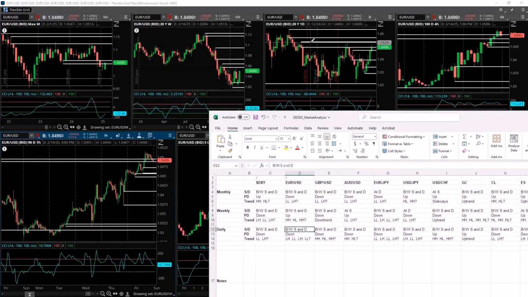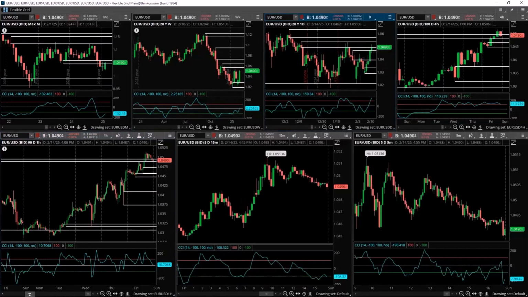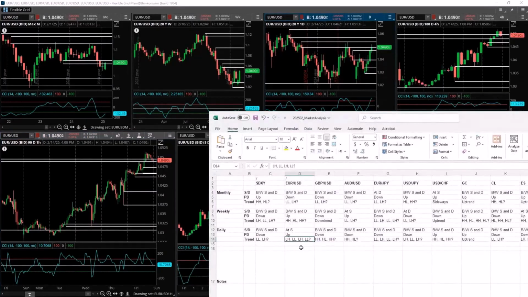Now, daily chart. Here we can say we're at supply, pointing to the upside. And initially we were looking for, remember, lower high. We were looking here, lower high, lower low, lower high. We're looking for a lower low, but what did we get? Higher low. So there is a change.